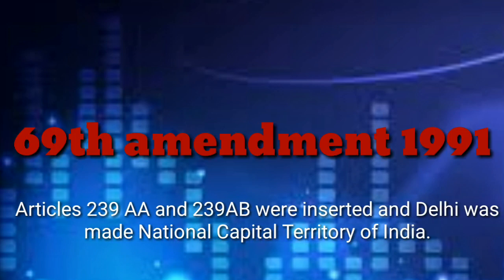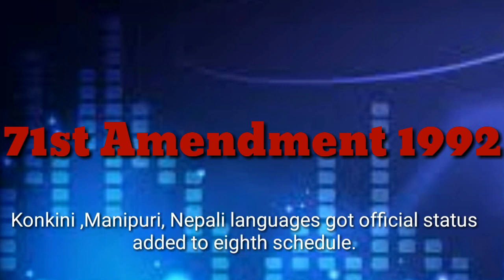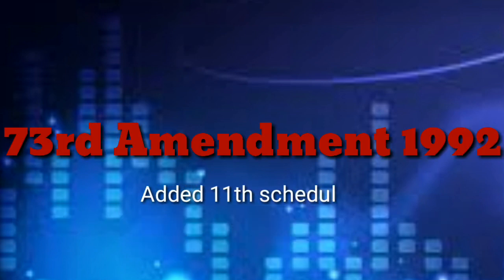The 69th Amendment 1991, Articles 239AA and 239AB were inserted and Delhi was made National Capital Territory of India. 71st Amendment 1992. Konkani, Manipuri, Nepali languages got official status and were added to 8th schedule. So what is 8th schedule? 8th schedule deals with languages. So currently there are 22 languages. Before it was 14 languages. So what is 71st Amendment? Konkani, Manipuri and Nepali added.